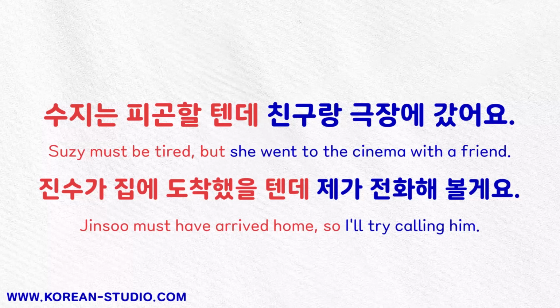In the first sentence, the second clause contrasts the first clause, as the speaker strongly assumes that Susie is tired in the present situation, but she has gone to the cinema with a friend. In the second sentence, the second clause states an action the speaker will do due to the strong assumption in the first clause. And in this sentence, we can see another feature of 을 텐데, which is that it can be used with verbs in past tense to make a strong assumption of something that was done in the past.